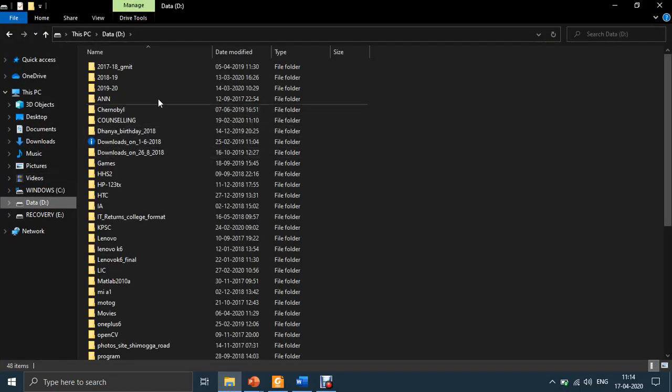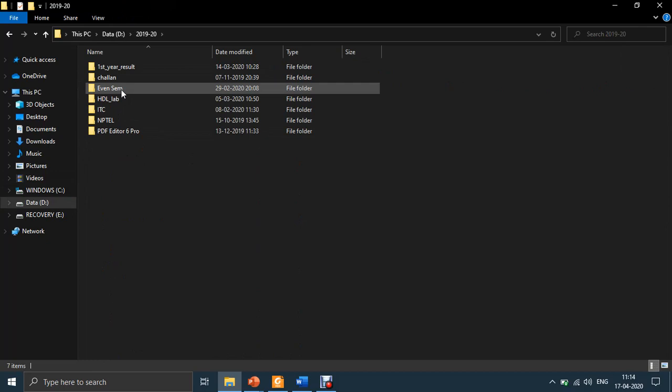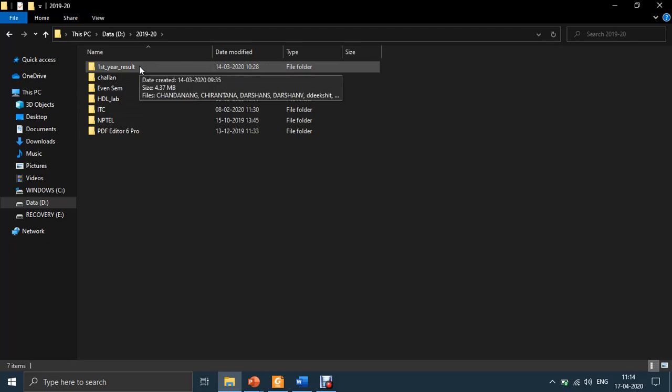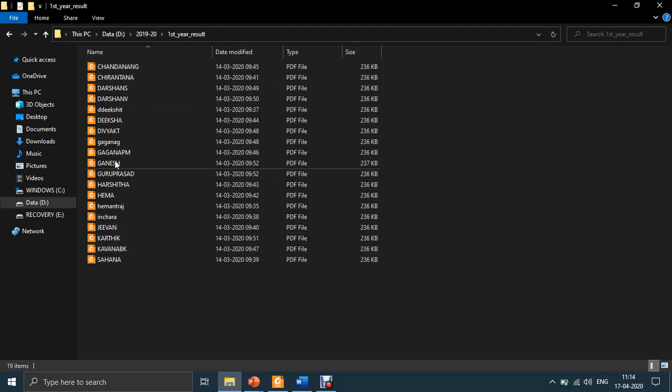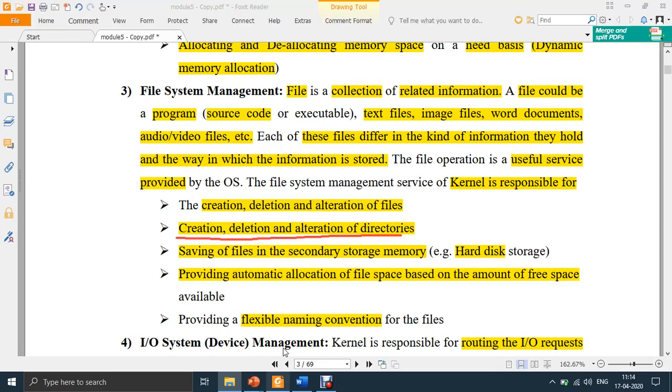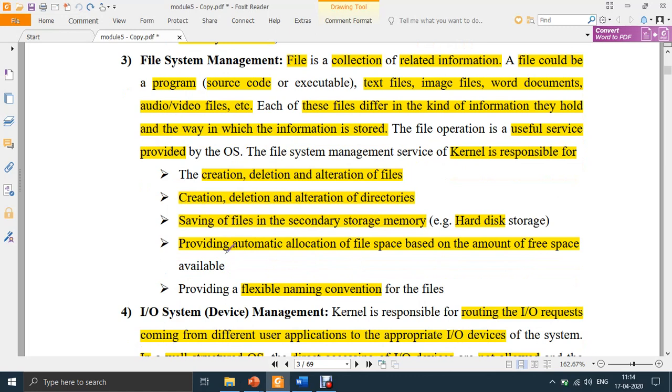Suppose I go to D drive. So this is the drive. In that there is a directory 2019 20. So this is one directory. If I go inside the directory, there are again 6 or 7 more directories. If I go inside first year, again, these are files and these are directories. So this will be helped by the file system.